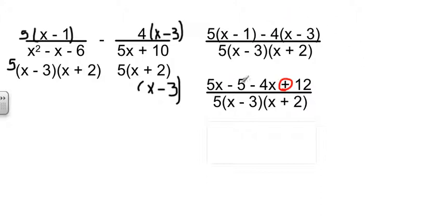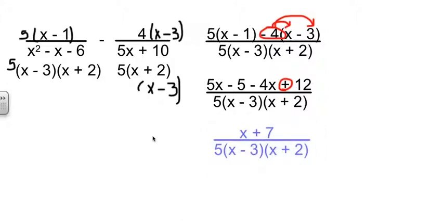5 distributes here, and people have no problem with that. Negative 4 distributes. So negative 4 times x. Negative 4 times negative 3 is positive 12. Now when we collect up terms, we get to the right answer, x plus 7 over our denominator.